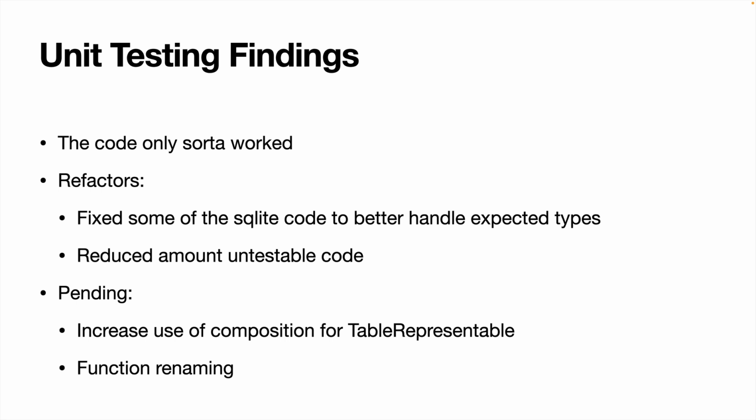As part of that untestable code problem, we have some pending changes that I need to do. For example, using composition for TableRepresentable. If you remember, TableRepresentable is a protocol that I can attach to a type to make that type essentially a codable version of a table. So I can actually do a query and take those results and just put them in one of these TableRepresentable types. The problem is not all TableRepresentable types are going to do all the basic CRUD stuff, like create, read, update, delete, those sorts of things.